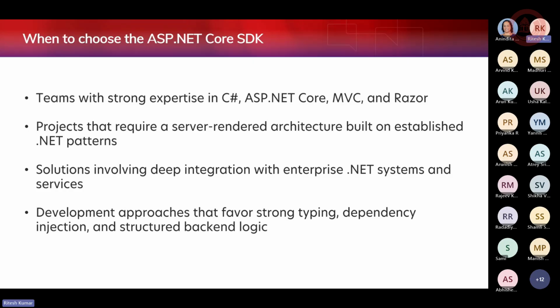Where the project requires mostly a server rendered architecture, built on .NET patterns, the ASP.NET Core SDK is the right choice for your Sitecore AI implementation, because you are heavily dependent on .NET and deeper integration is needed. At the same point of time, you want a development approach which requires strong typing, dependency injection, and structured backend logic. If these are the situations, these are some of the trigger points which you can use to choose this approach architecturally.